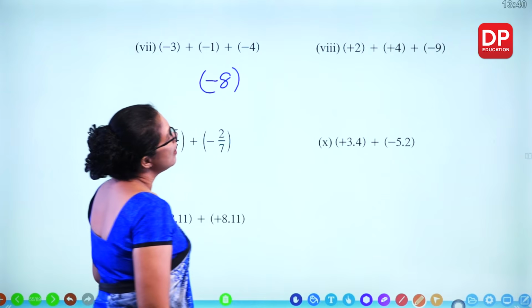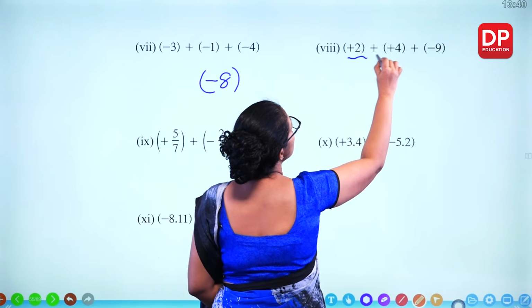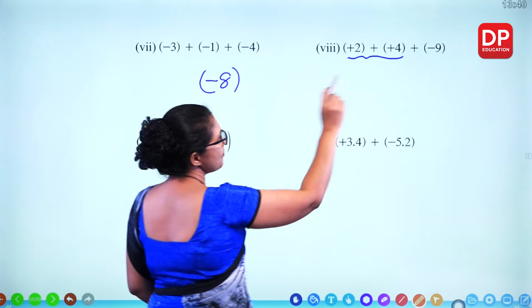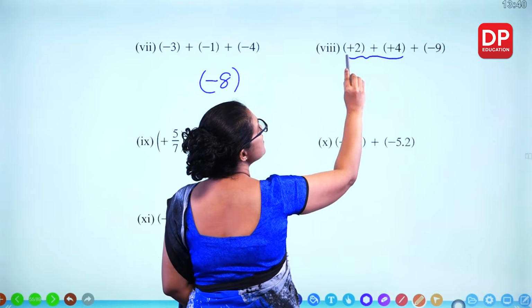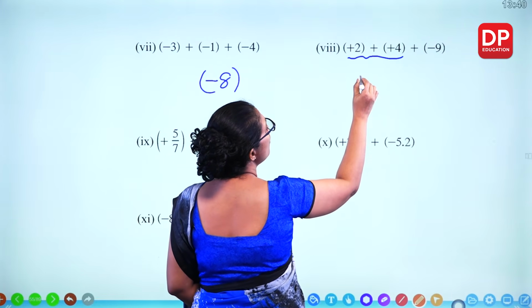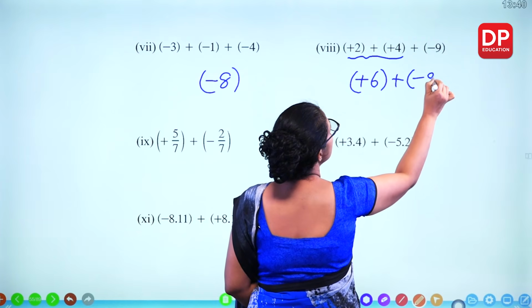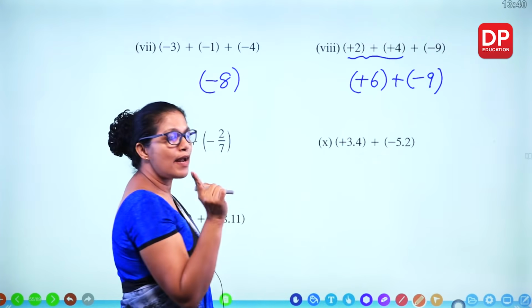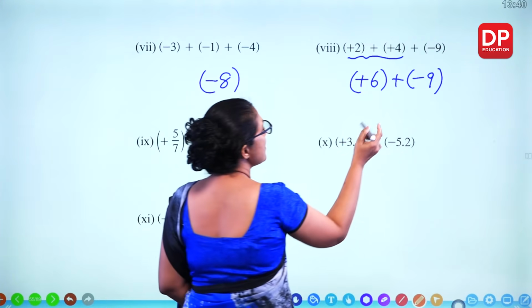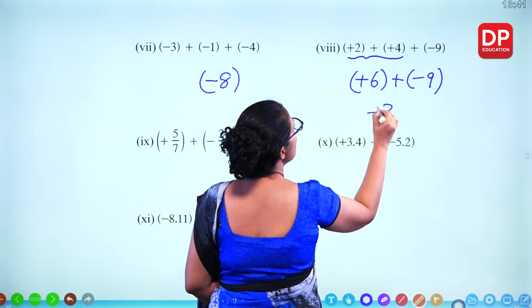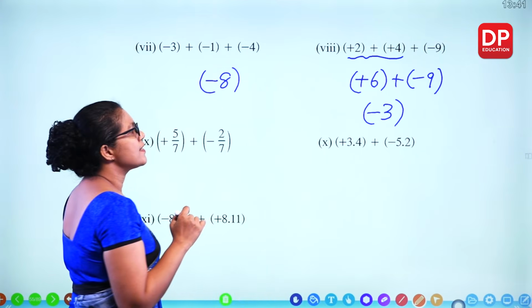All these two positive, and the other one is negative. So what is this one? Plus 2 plus 4, you get plus 6. Now you have to take the difference because 1 is positive and 1 is negative. So 9 and 6 difference is 3. Bigger number is negative, so minus 3.